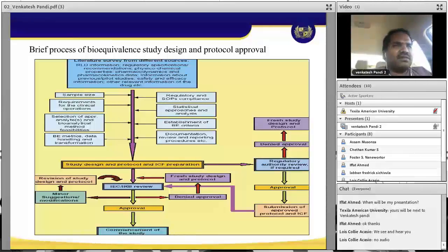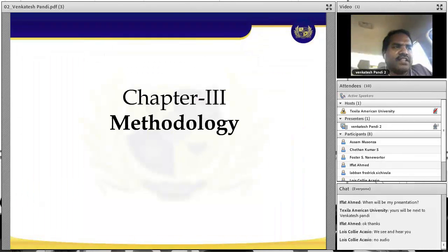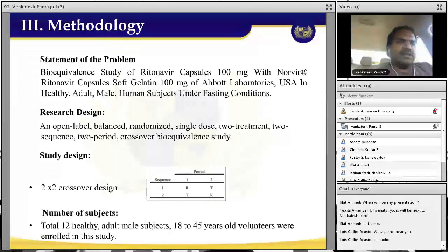So generally the bioequivalence study and design of the protocols happens this way. I've given a flow diagram. Before commencing the study, the protocol should be finalized, signed, and the ethics committee should approve. Not only the protocol, it should be the consent form, the case report form, and all the volunteers should be explained clearly.